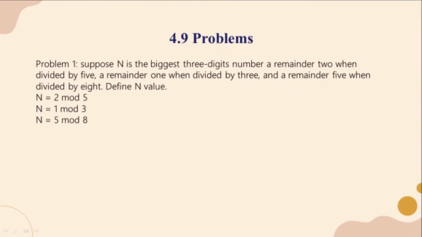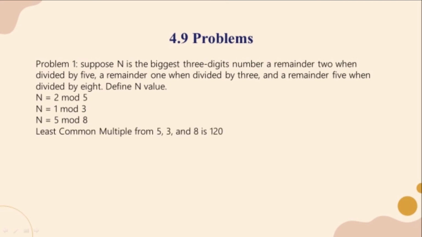Okay, the first sample question is: suppose n is the biggest 3-digit number with a remainder of 2 when divided by 5, a remainder of 1 when divided by 3, and a remainder of 5 when divided by 8. Find the value of n. Write it in modulo form. Because the remainder is 2 when divided by 5, n is 2 modulo 5. Next, n is 1 modulo 3. Next, n is 5 modulo 8.